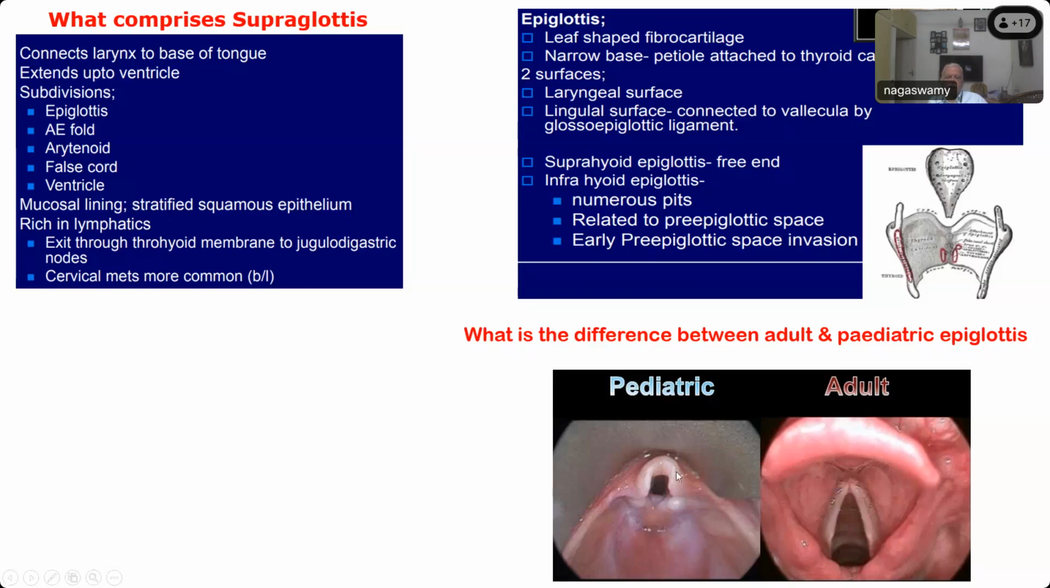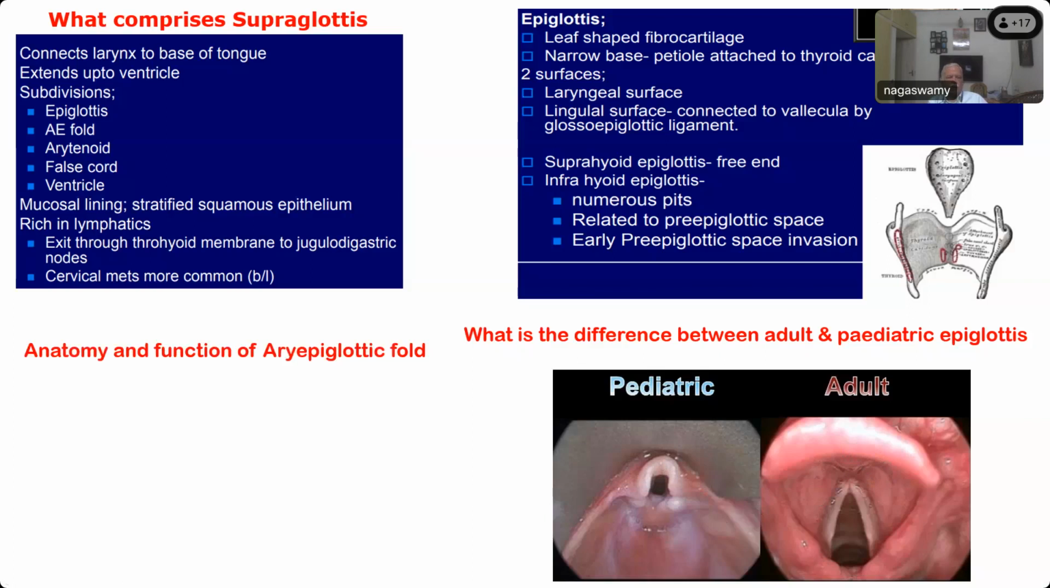So that is the practical application. That is why you use a straight blade to lift the epiglottis for pediatric intubation, whereas we prefer to use the curved blade for adult patients. So this is the practical application of this knowledge about adult and pediatric epiglottis.